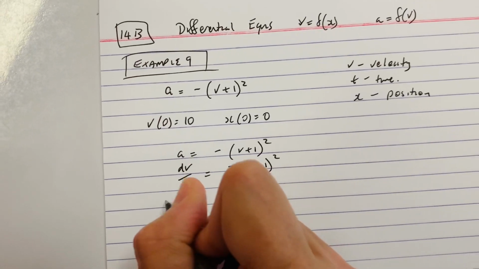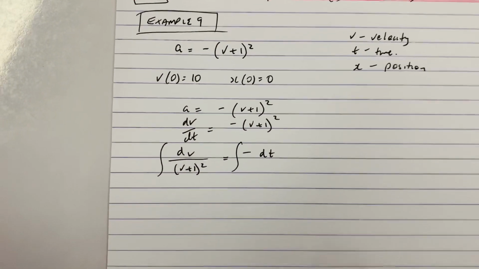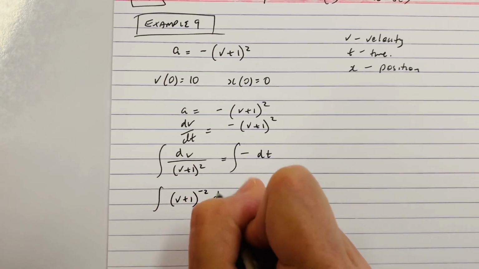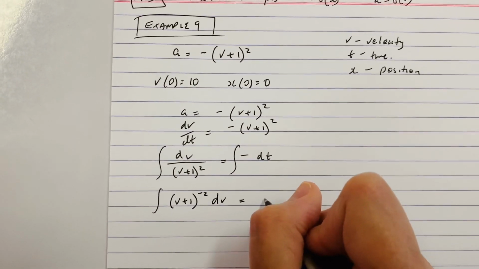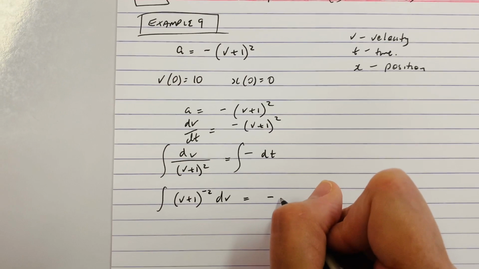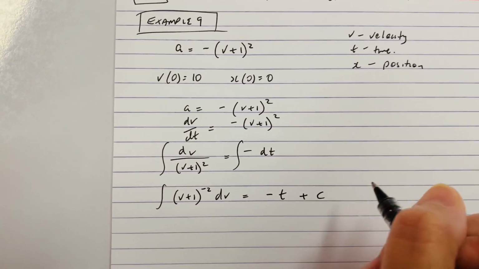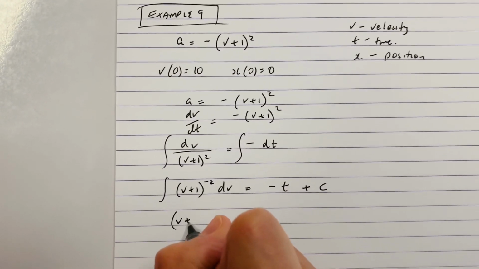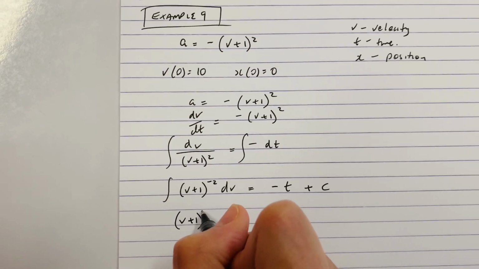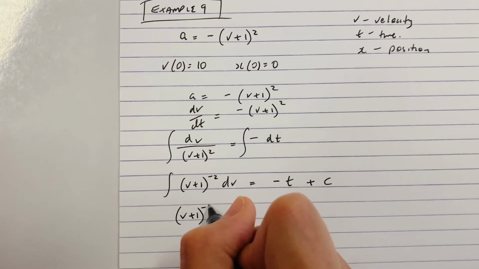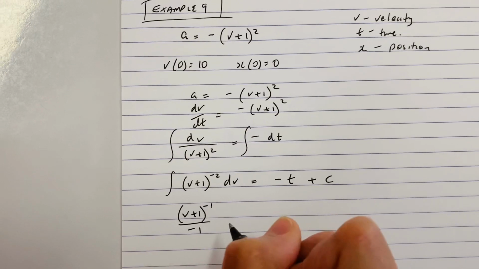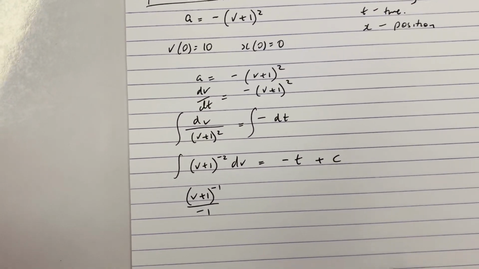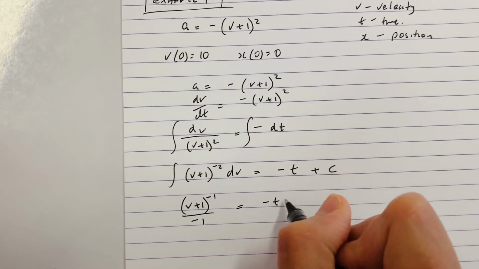And now I need to integrate both. Now remembering this is the integral of (v plus 1) to the negative 2 dv. This will just be negative t plus c. Integrating this one, remember we add 1 to our power. So add 1 to negative 2, we get negative 1. Divide by that new power. And we usually divide by the coefficient of the v, but obviously in this case it's 1. So it's negative t plus c.